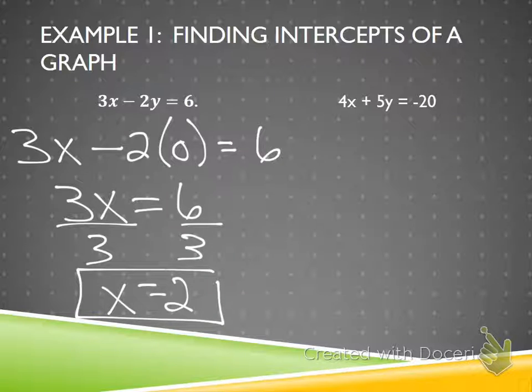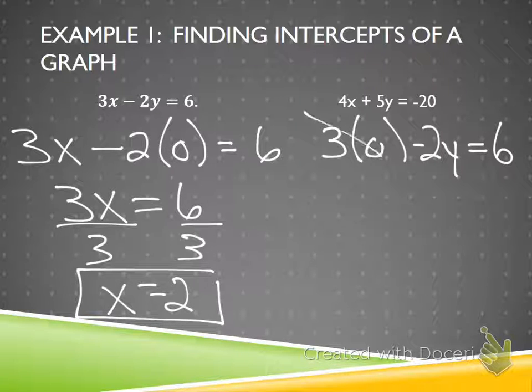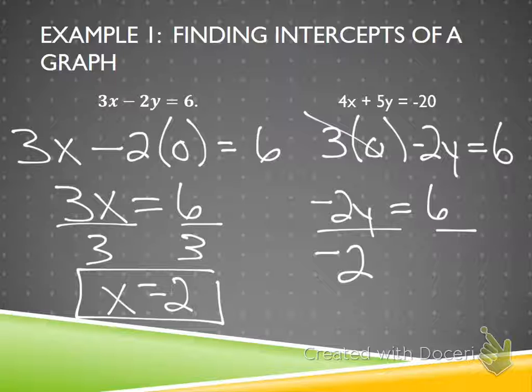So now I'm going to substitute in. Now I have to solve for y, so I'm going to substitute in 0 for x. All right, so you see where the x is in the equation. I'm going to substitute 0. 3 times 0 minus 2y equals 6. So now that cancels. -2y equals 6. And how do I solve for y? Divide both sides by -2. And y equals -3.